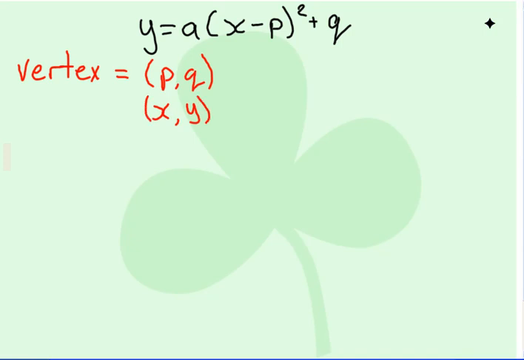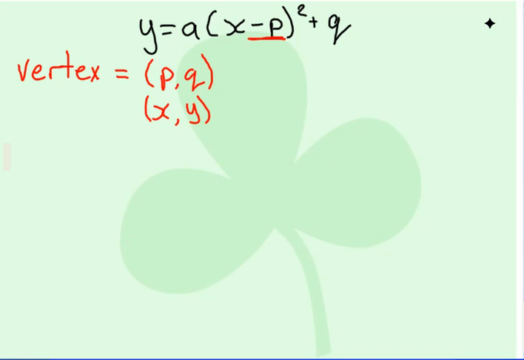The other trick you have to remember is that in my vertex graphing form, I've got a negative p in there. So when I write down the vertex, I have to give the opposite sign of the p because of that negative sign. That negative screws everything up, and we just have to be aware of it and work around it. q works just fine how it is.